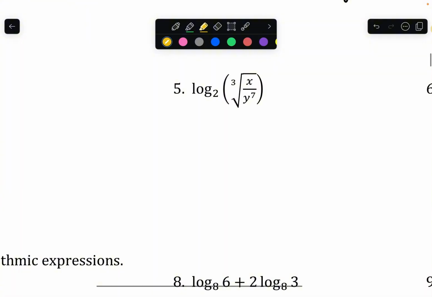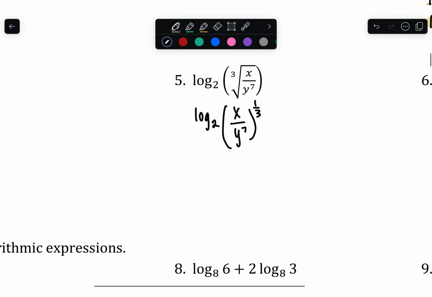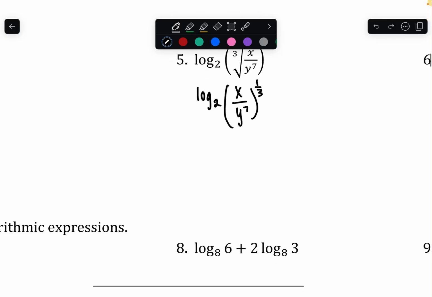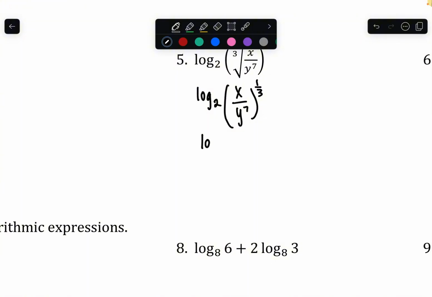Okay, here I see a cube root. So the first thing I'm going to do is rewrite that as x over y to the 7th, to the 1/3 power. Okay, and then next there's two things you could do here. One, you could go ahead and bring that 1/3 to the front, or you can distribute it inside the parentheses. And so really this would be log base 2 of x to the 1/3 over y to the 7/3.